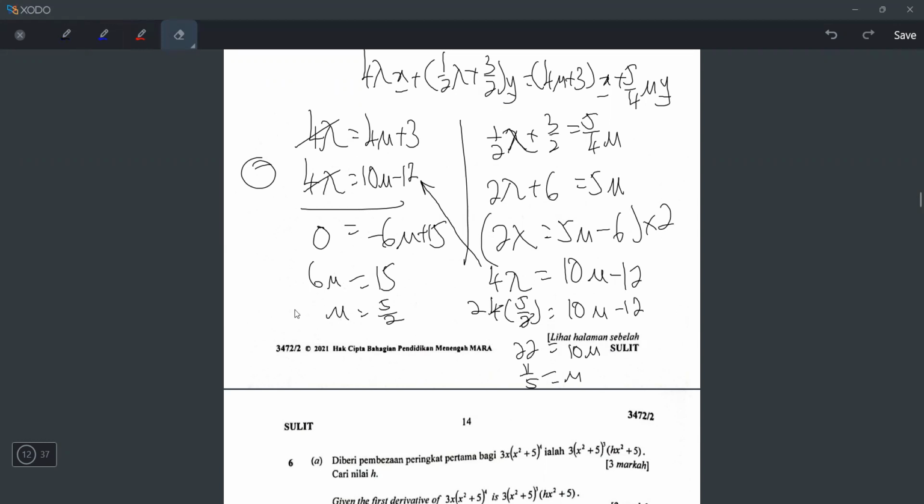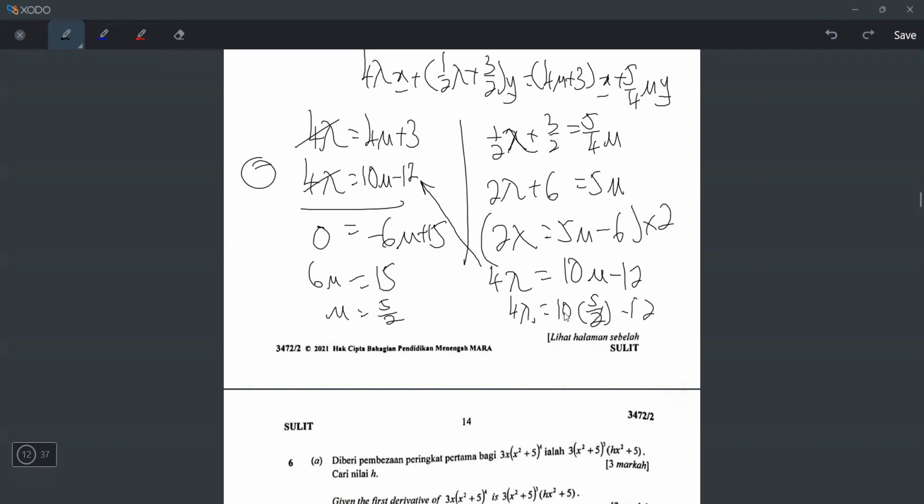Okay, this one is mu lah. Yeah, I silap ganti already. The mu I should ganti into this part. Okay, sorry. So it will be 4 lambda equals to 10 mu minus 12. So ganti here. I go and ganti at the lambda just now. Okay, this one is mu.